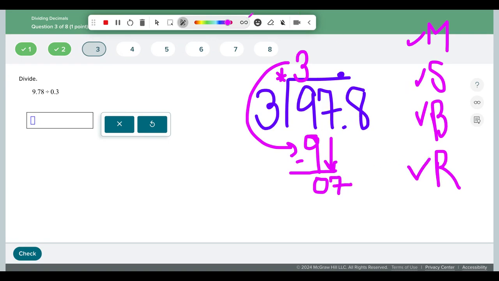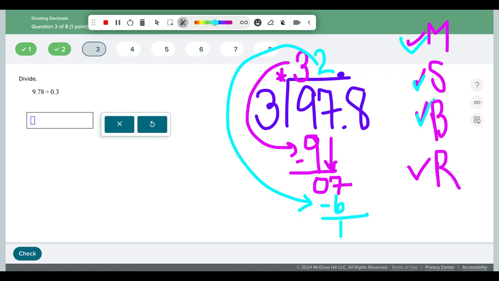I repeat it, right? So I'm going to change colors here again, and I'm ready to multiply. What times 3 gets me close to 7? And I know if I do 3 times 2, I will get 6, right? So now I'm ready to subtract, and I get 1 left over, right? When you're done subtracting, you are ready to bring 1 down. So I'm bringing down my 8. And now I am ready to repeat the whole process again.